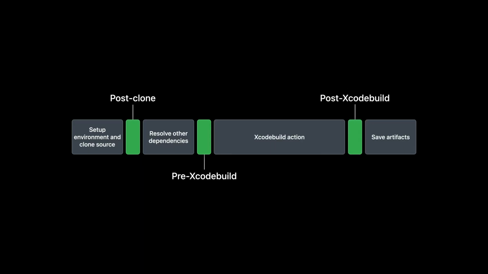When the Xcode build step finishes, Xcode Cloud runs the post-Xcode build script and saves any artifacts it generated earlier. If your workflow includes several actions, for example, multiple build actions, or build, test, analyze, and archive actions, Xcode Cloud runs your custom scripts at the appropriate times for each action. Adding a custom script to Xcode Cloud is easy.